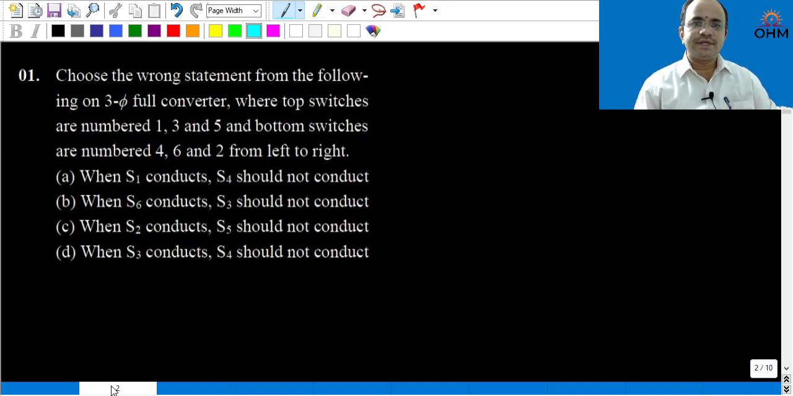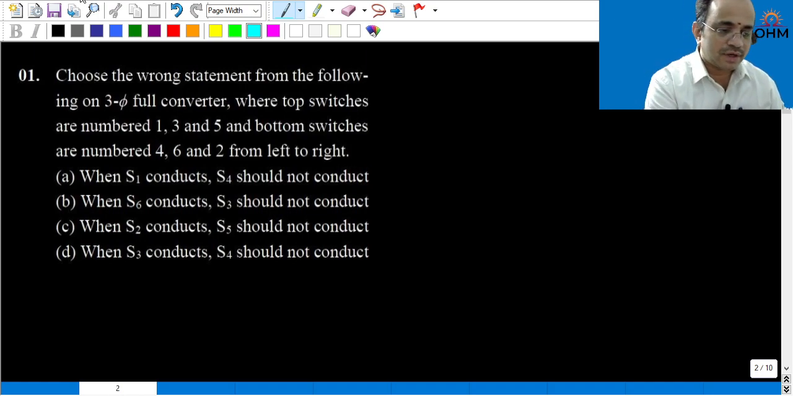Choose the wrong statements from the following on three-phase full converter where top switches are numbered 1, 3, 5, odd numbers, and bottom switches are numbered 4, 6, 2. 1 plus 3 is equal to 4, 3 plus 3 is equal to 6, 5 plus 3 is equal to 8, but total there are 6 devices, hence 8 minus 6 will give you 2.